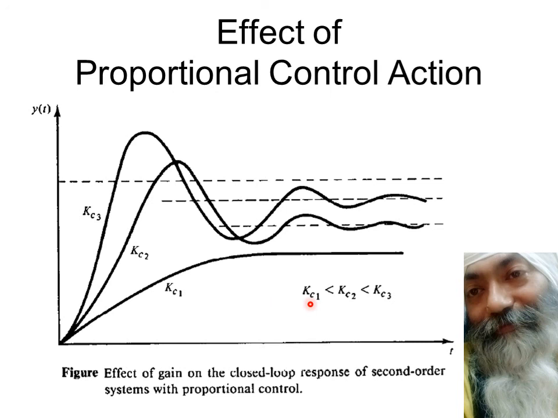As you increase the gain, Kc1, Kc2 is more than Kc1, Kc3 is more than Kc2. As you increase the gain, the system which was overdamped also tends to become underdamped. And not only underdamped, as you go on increasing the value of Kc, the oscillations become more prominent and faster. So this is the risk of having higher gains, because if the system is modeled as a second order system, you can very well see here that the system tends to become oscillatory. So we have to be very cautious in case we choose higher gains in proportional control.